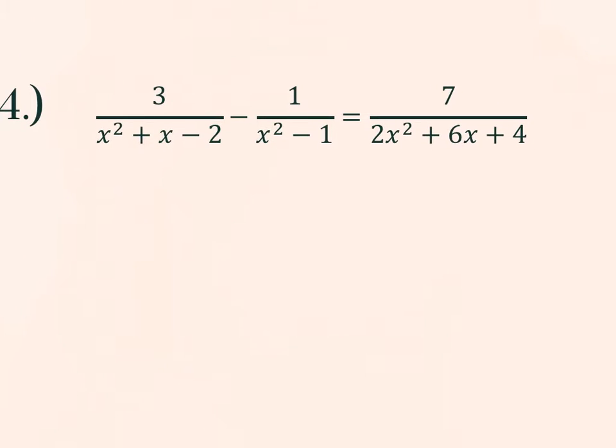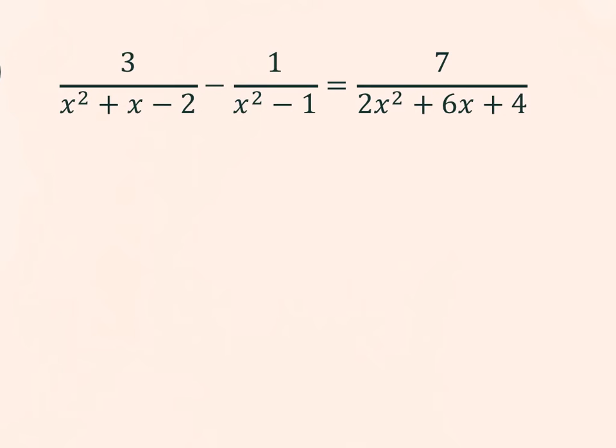So number 4. All of those denominators can be factored, right? So I'm going to go one by one. How do I factor x squared plus x minus 2? x minus 1, x plus 2. Good. How about x squared minus 1? x plus 1, x minus 1.